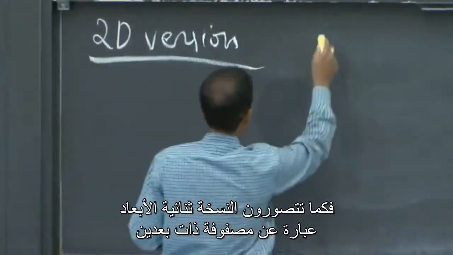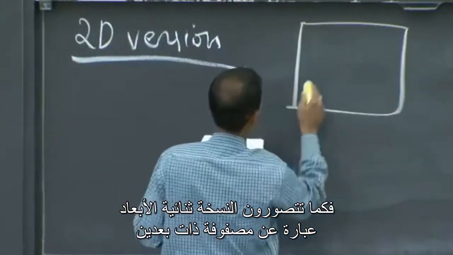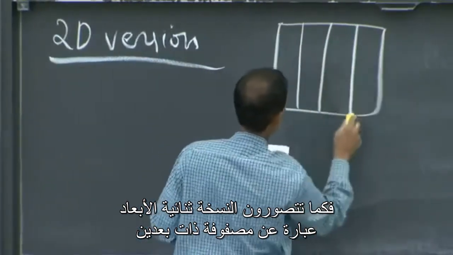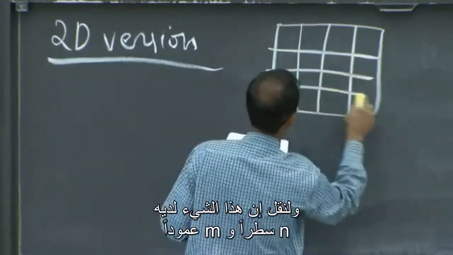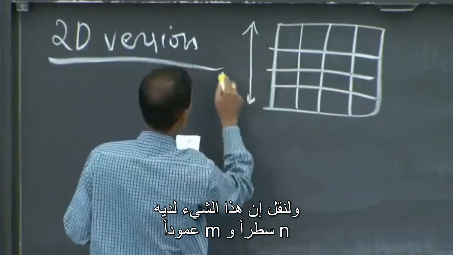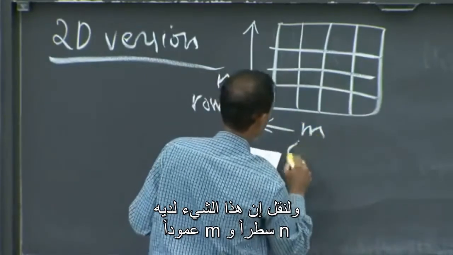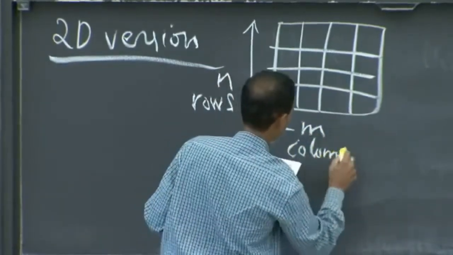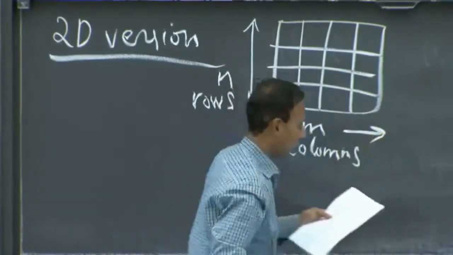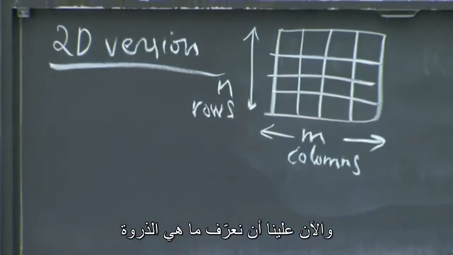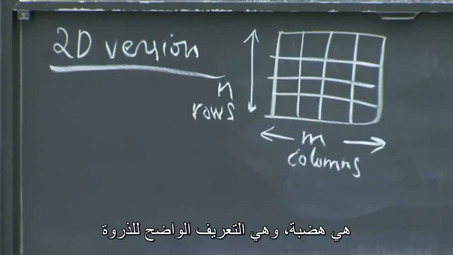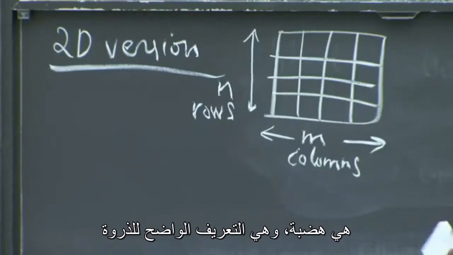As you can imagine, in the 2D version, you have a matrix or a two-dimensional array, and we'll say this thing has n rows and m columns. And now we have to define what a peak is. It's a hill, the obvious definition of a peak.